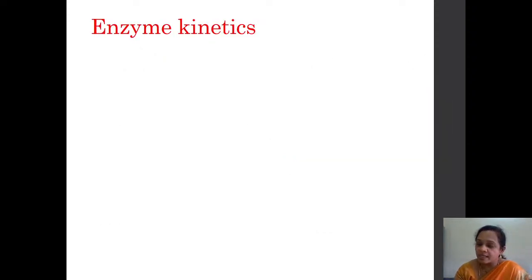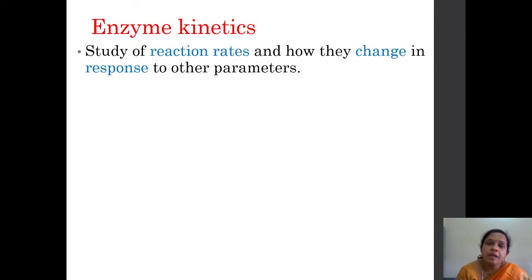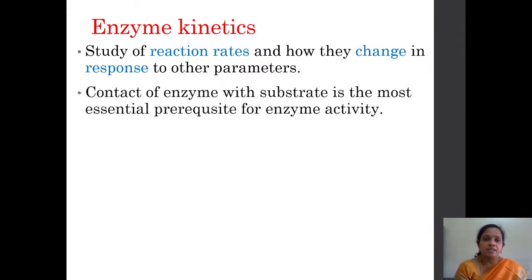Next, we'll go into enzyme kinetics. Kinetics means movement. Anything that we learn about the working or activity of an enzyme, we learn in enzyme kinetics. So what do we mean by kinetics? Enzyme kinetics is the study of reaction rates and how they change in response to other parameters. What are the rates of a reaction and how do they change in response to other parameters?